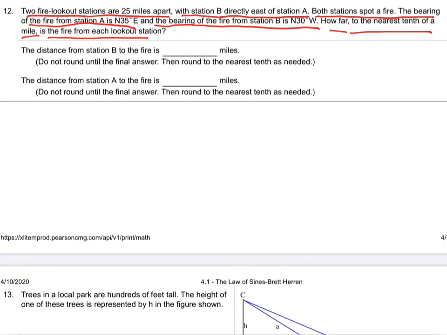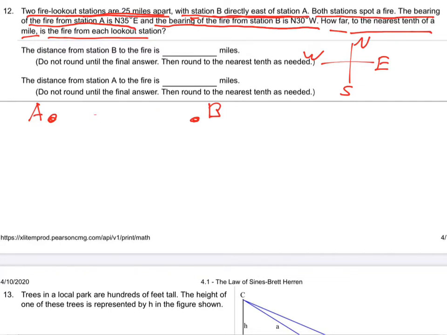So two lookout stations are 25 miles apart, with Station B directly east. So remember the directions from a compass: north, south, east, west. You can put that right on your notes for the exam. So Station B is directly east. So we've got Station A here, and then B is directly to the east. Directly means it doesn't go north or south. It's just straight east.